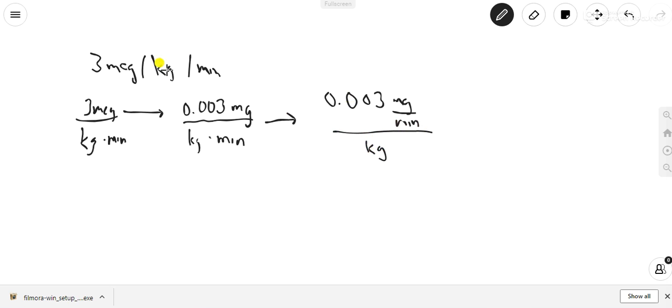Okay, so what we did was we just rewrote this milligrams per kilogram per minute, because it doesn't matter if you put the minute on this side and then kilograms like that. And then because milligrams over kilogram minute is the same as saying milligrams per minute per kilogram. Okay, so what we're saying is milligrams per minute per kilogram. And so that's how we're setting up this proportion.